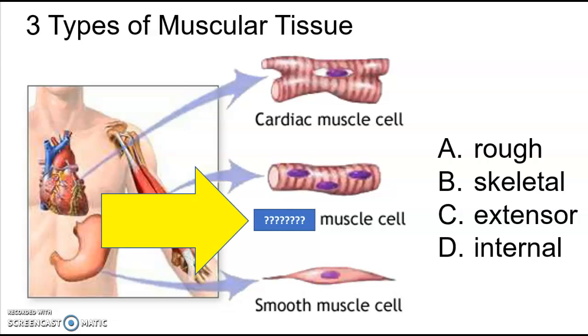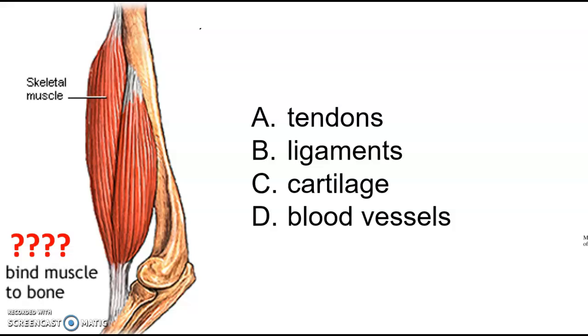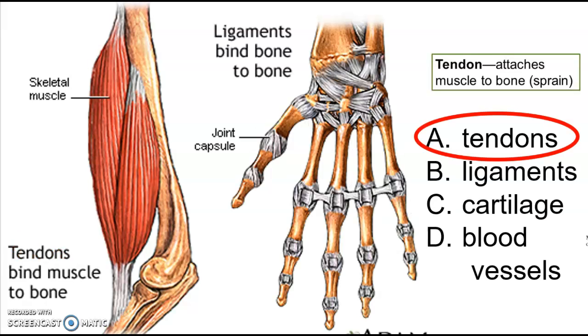3 types of muscle tissue: cardiac muscle tissue of the heart, smooth muscle cells of the organs, and skeletal muscles, which we have conscious control over. Muscles are attached to bone by tendons, not to be confused with ligaments, which connect bone to bone. Tendons connect muscle to bone.